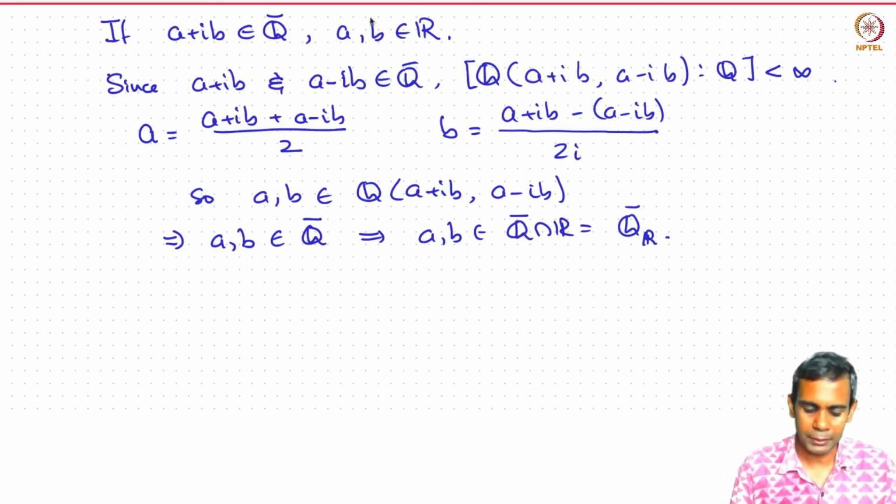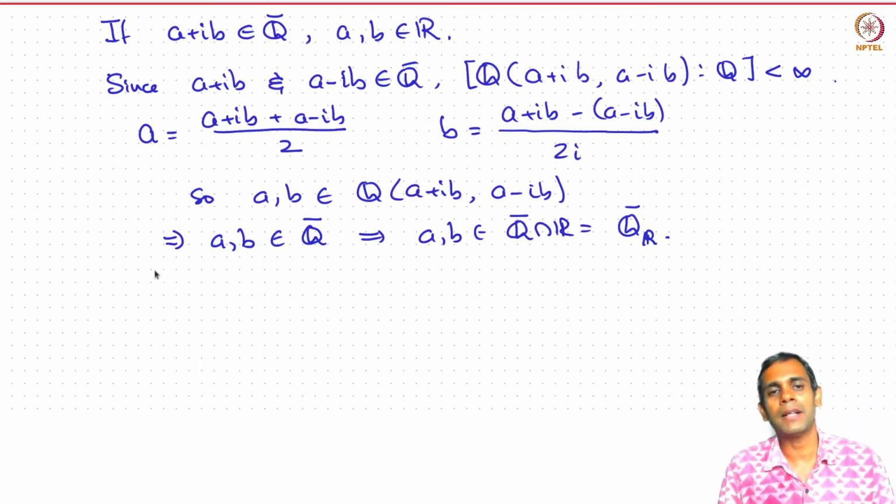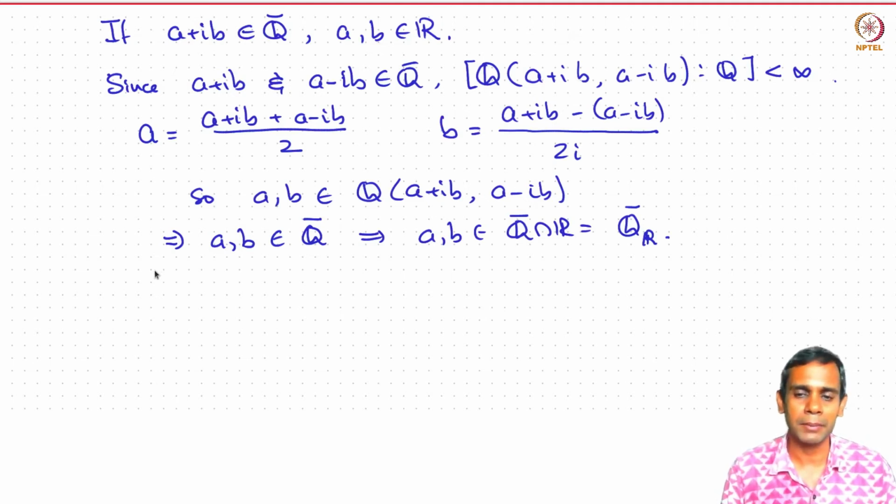We assume that a and b are real numbers. So here's the thing: if a + ib is algebraic, then its real part a and its imaginary part b are algebraic real numbers.